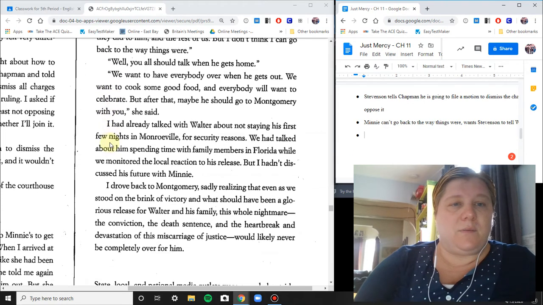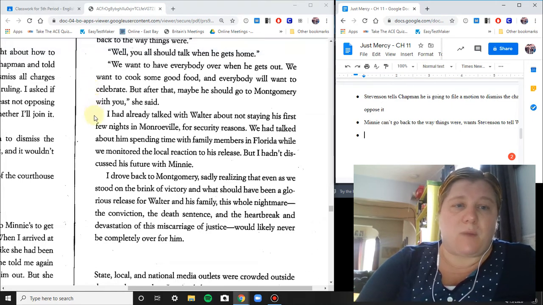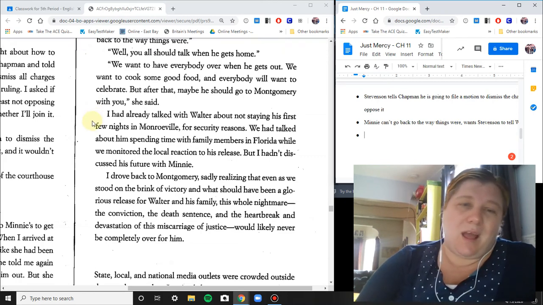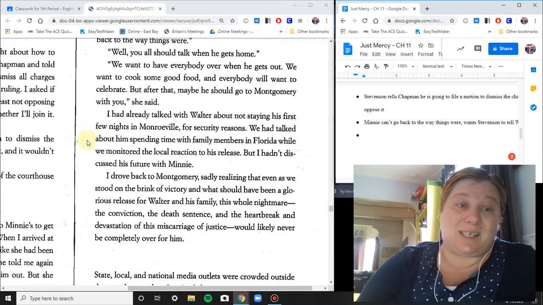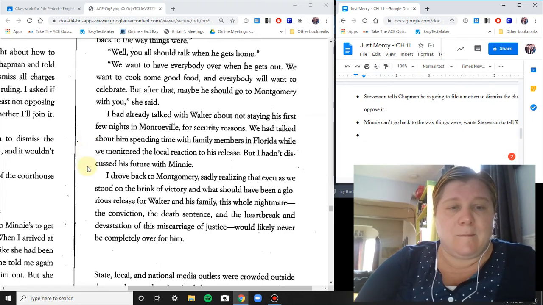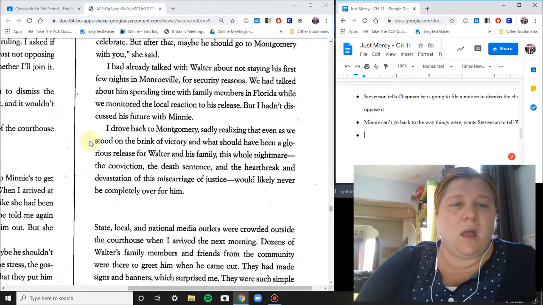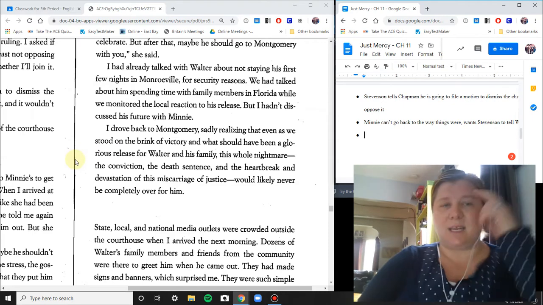Well, you all should talk when he gets home, Stevenson says. We want to have everybody over when he gets out. We want to cook some good food, and everybody will want to celebrate. But after that, maybe he should go to Montgomery with you, she said. I had already talked with Walter about not staying his first few nights in Monroeville for security reasons. We had talked about him spending time with family members in Florida while we monitored the local reaction to his release. But I hadn't discussed his future with Minnie.